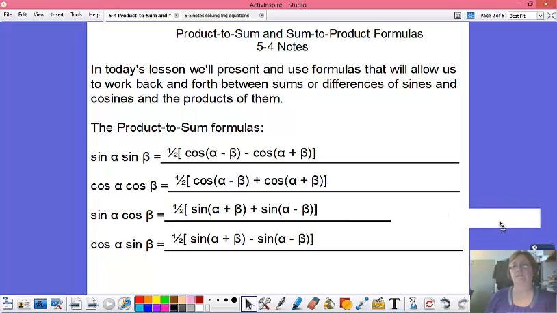You can see that all of these identities, these are the product to sum. So we start out as a multiplication, we go to either an addition or a subtraction. So take just a few seconds and copy those down.